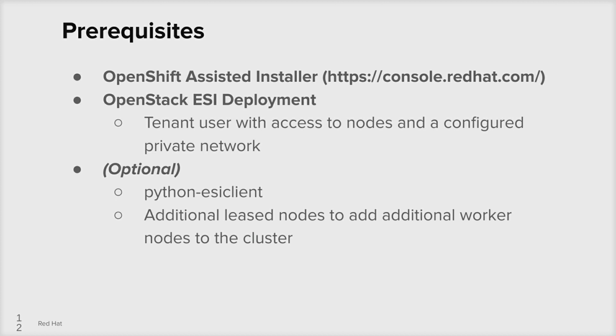If you'd like to try this demo yourself, you'll just need an OpenStack ESI installation with a tenant user that has 3 leased nodes to start, as well as a private Neutron network configured for external access. You'll also need access to the OpenShift Assisted Installer. In this demo, we use the one at https://console.redhat.com. Another useful but optional package is Python ESI client, which adds useful CLI commands. Finally, you may want additional leased nodes if you would like to add additional worker nodes to the cluster.